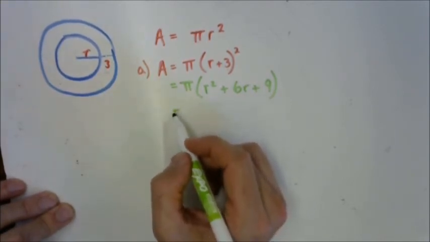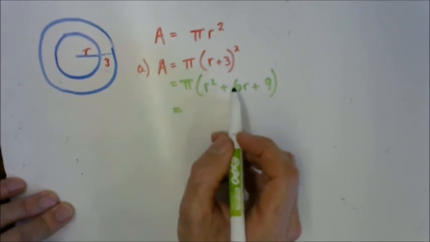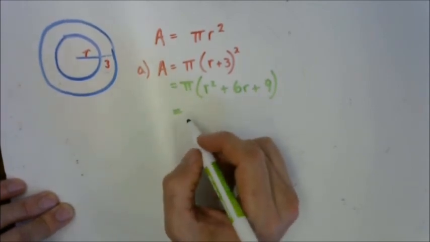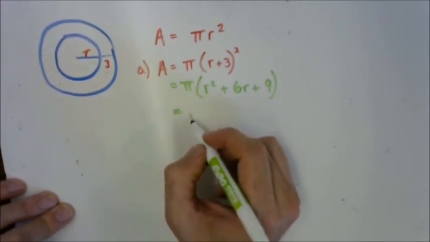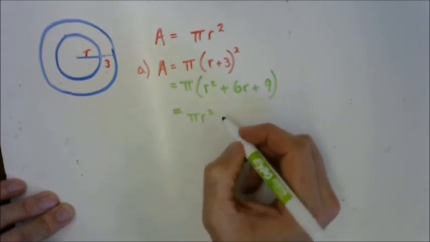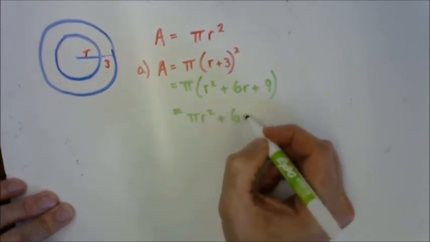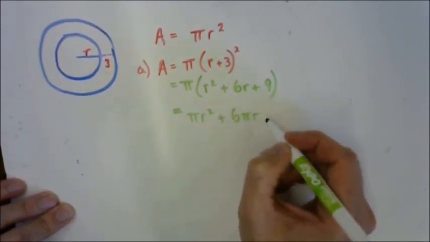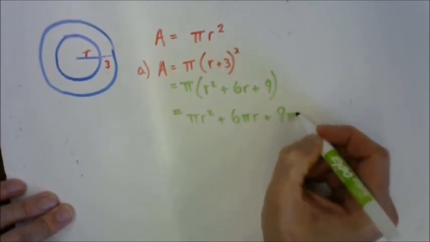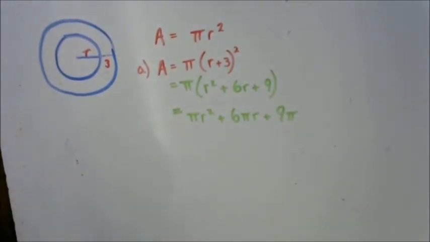Now, we need to distribute pi to each of our terms. So we end up with pi r squared plus 6 times pi times r plus 9 pi. Pi is not equal to 3.14, so don't do that.